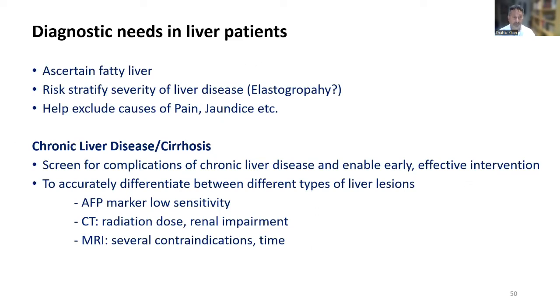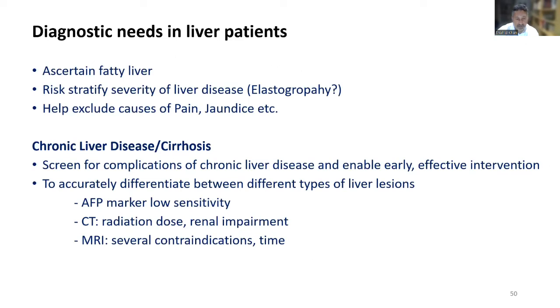And of course, the other big complication of chronic liver disease we need to be able to pick up early is liver cancer, particularly HCC. There are biomarkers in serum for HCC, the alpha-fetoprotein, and for cholangiocarcinoma, but they are low sensitivity and not very specific.